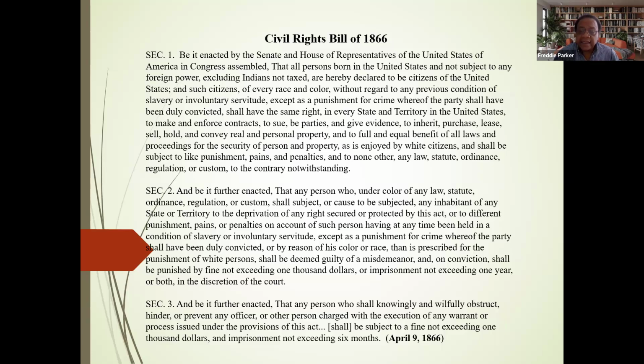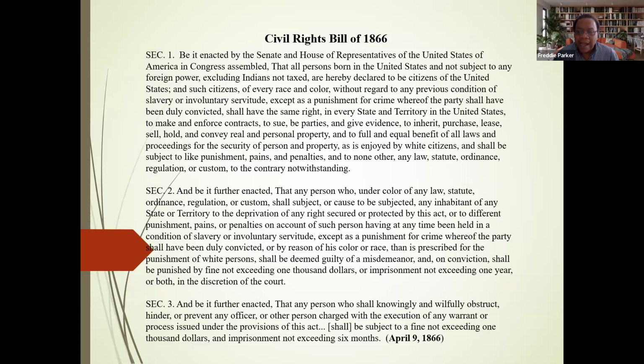same right in every state and territory in the United States to make and enforce contracts, to sue, be parties, and give evidence, to inherit, purchase, lease, sell, hold, and convey real and personal property, and to full and equal benefit of all laws and proceedings for the security of person and property, as enjoyed by white citizens, and shall be subject to like punishment, pains, and penalties, and to none other, any law, statute, ordinance, regulation, or custom to the contrary notwithstanding.